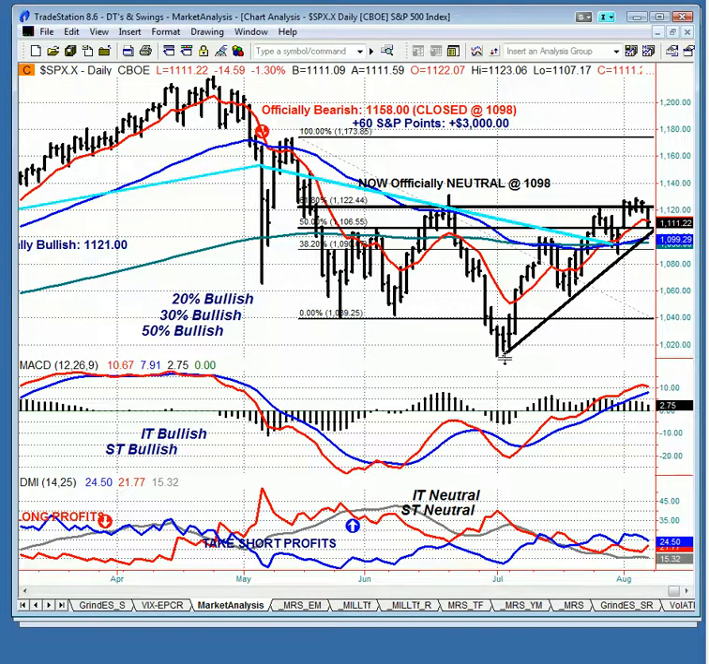And look at this beautiful trend right here off the lows. Look at this: 1, 2, 3, 4. So we're coming right down to a beautiful buying opportunity.